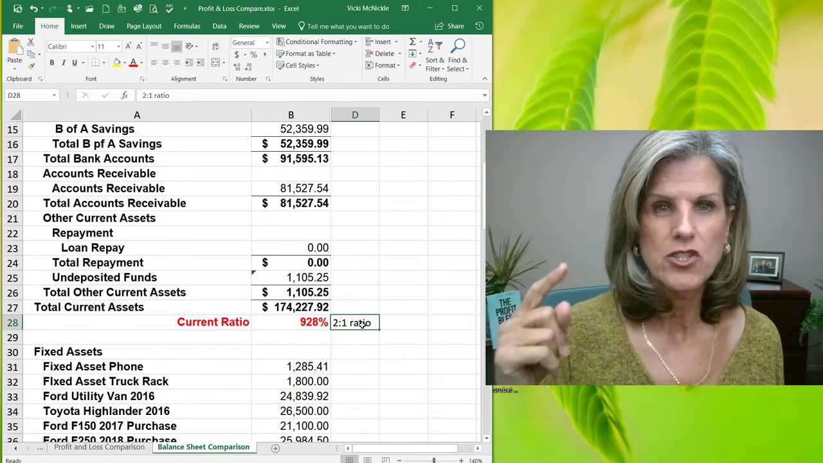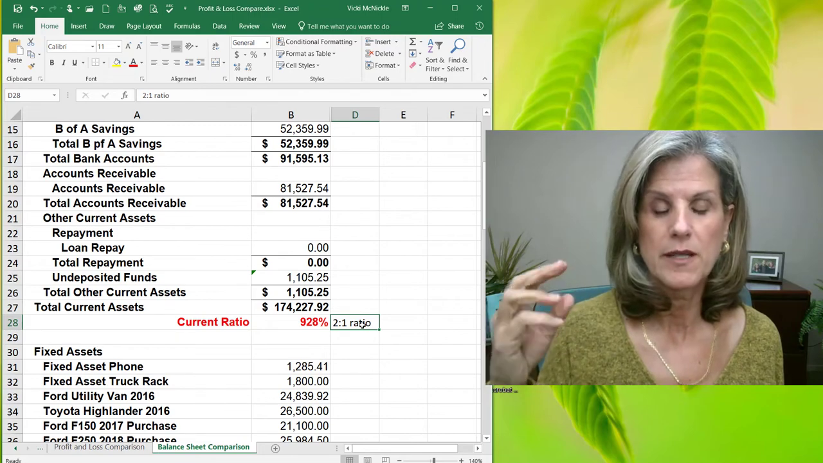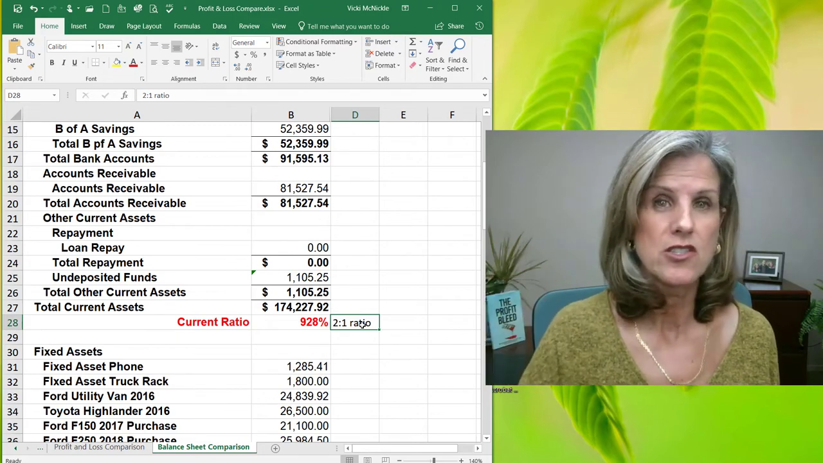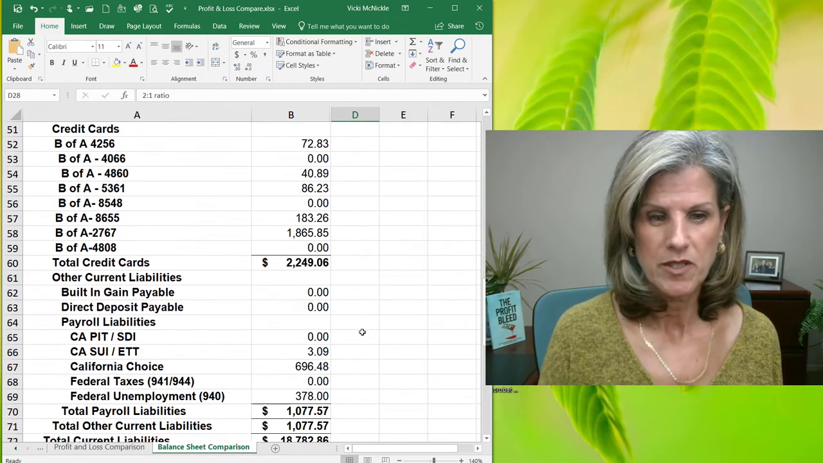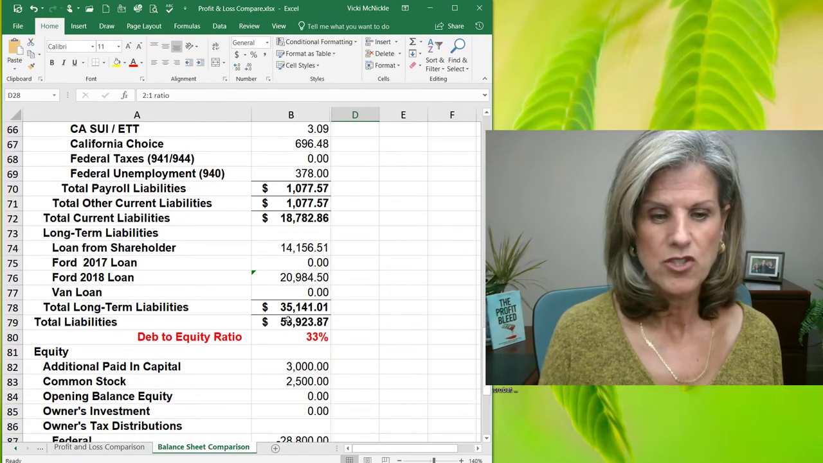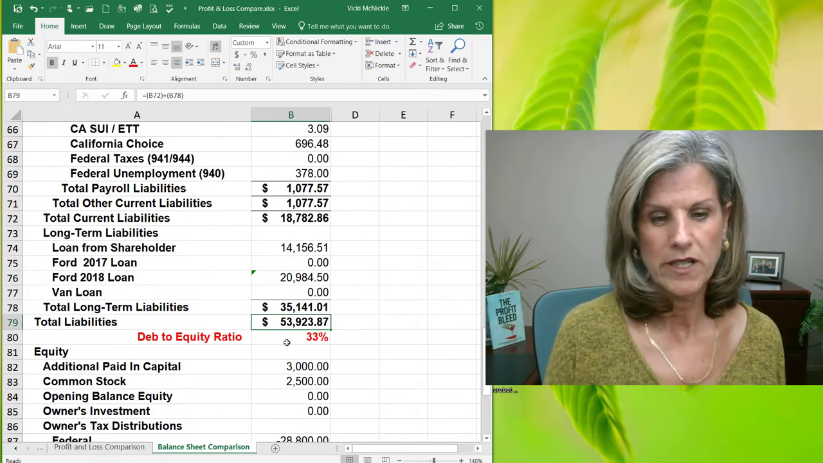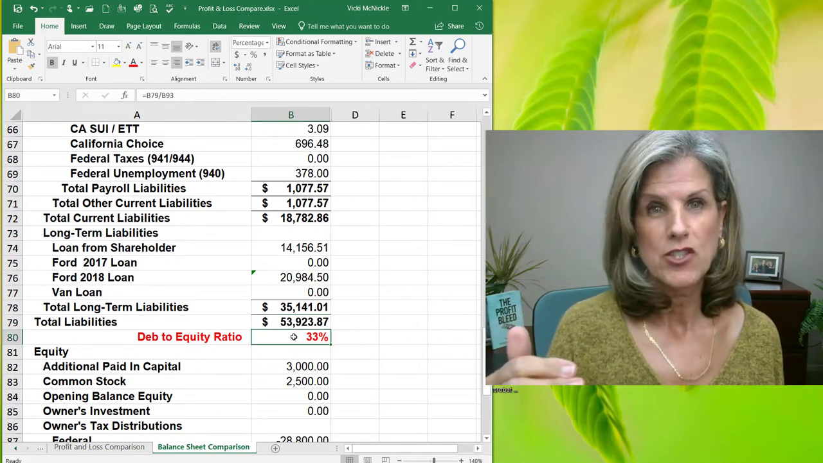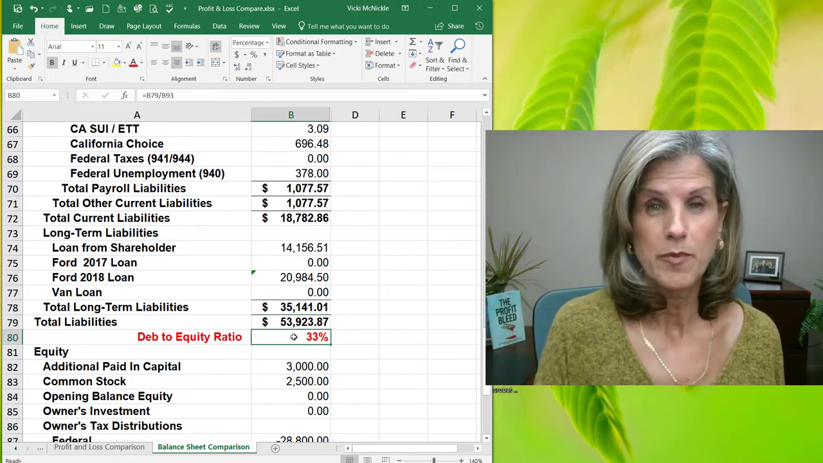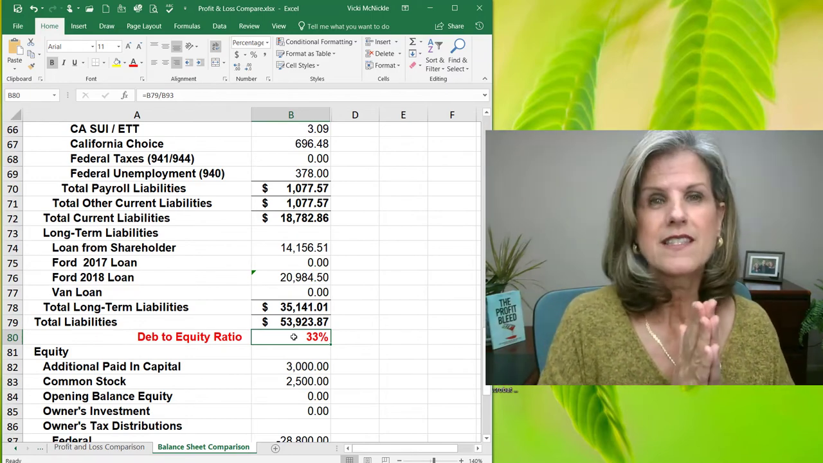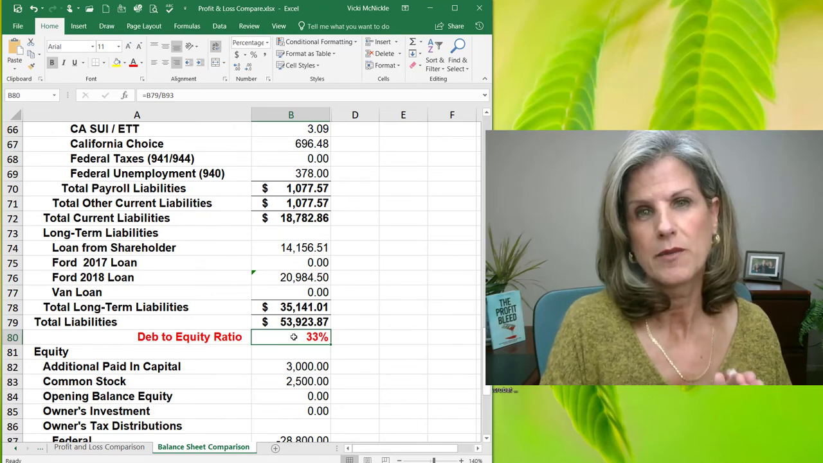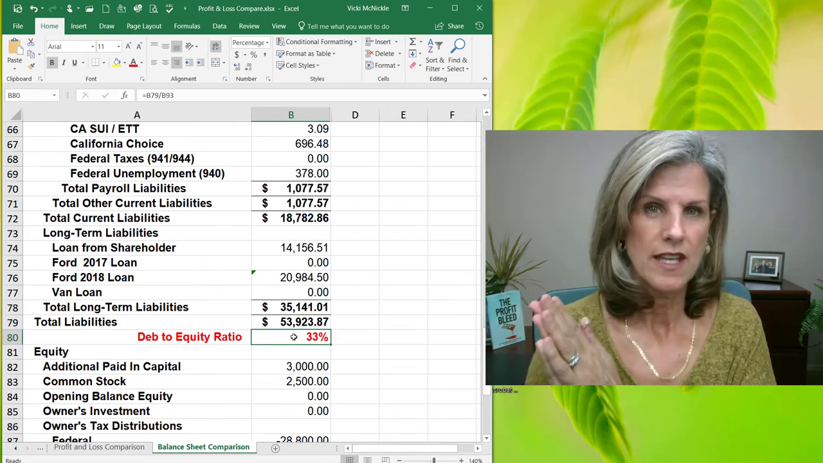So the current ratio is current assets divided by current liabilities. You want that to be at least a 2-to-1 ratio, twice as much assets as liabilities. And now the second ratio is what's called a debt-to-equity ratio. And that ratio, you want it to be exactly the opposite. You want it to be that you have less than 2 times the amount of liability compared to equity.